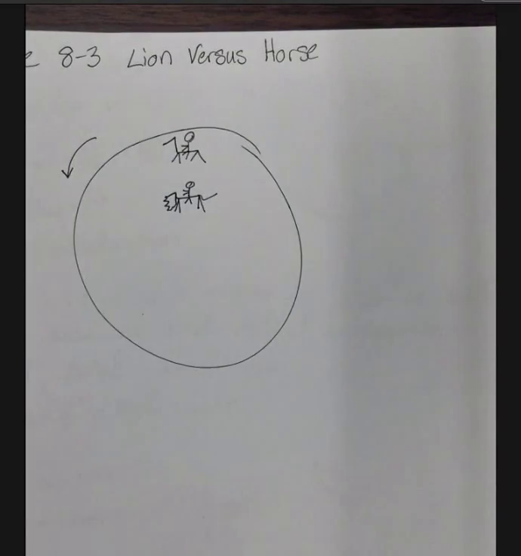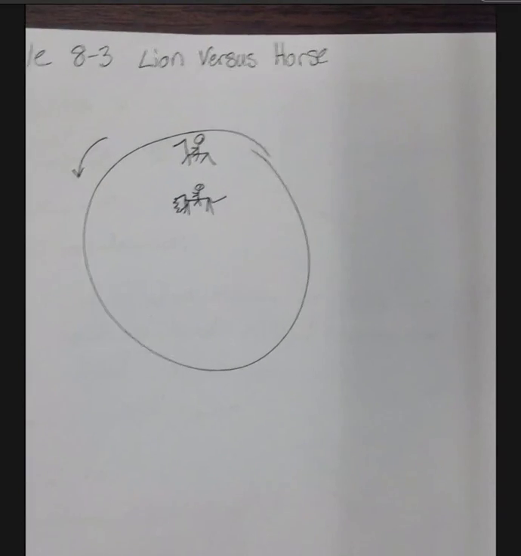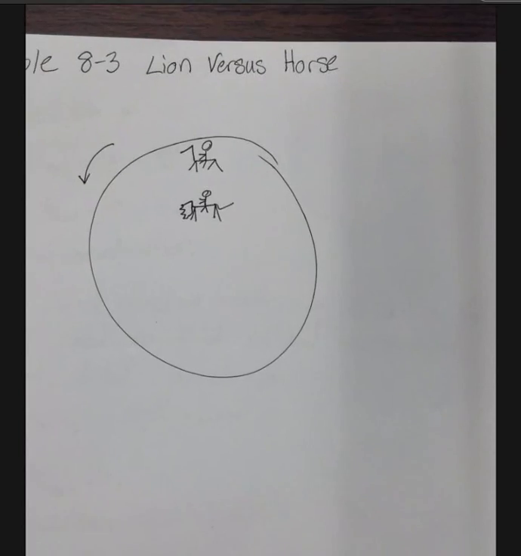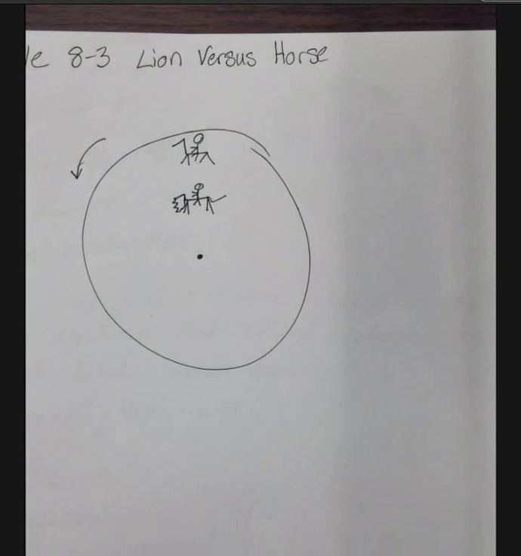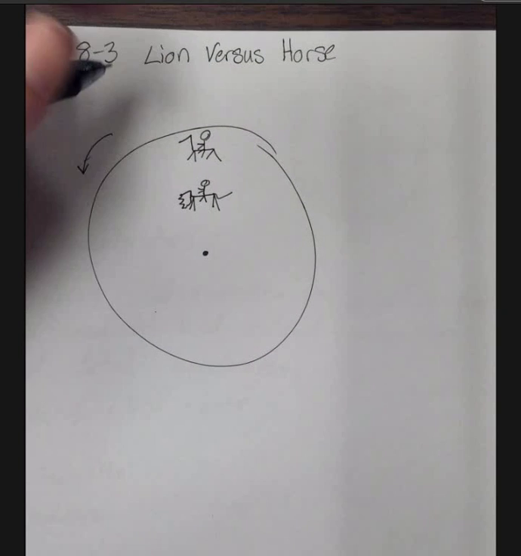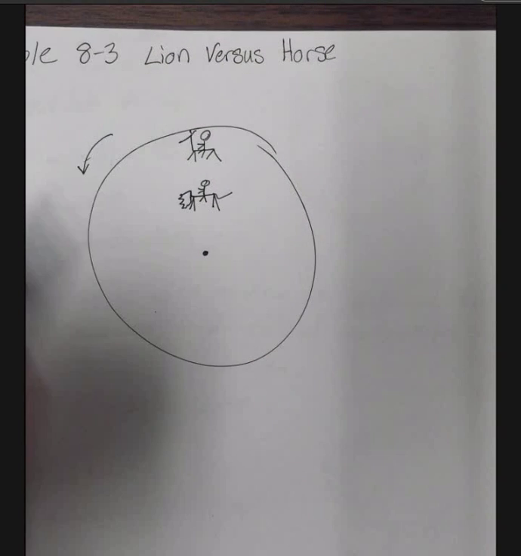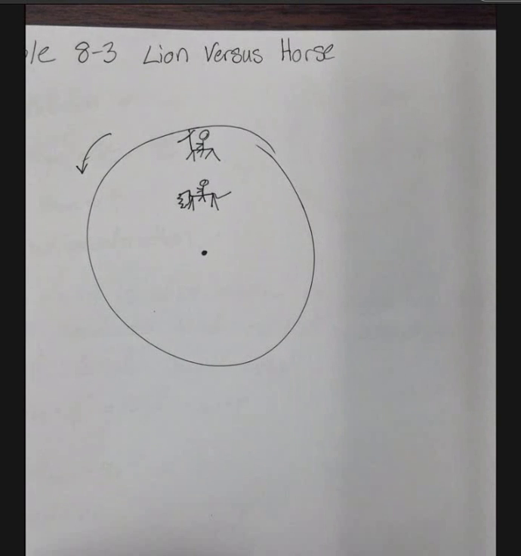So with that concept, let's go over this concept example, which is the lion and the horse. There's a rotating carousel that's rotating around a center, an axis of rotation. One child is sitting on a horse near the outer edge, and the other child is sitting on a lion on the inside of the circle. Which child has a greater tangential velocity, and which child has a greater angular velocity?